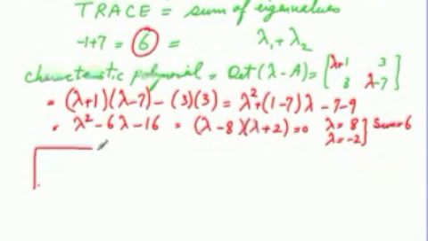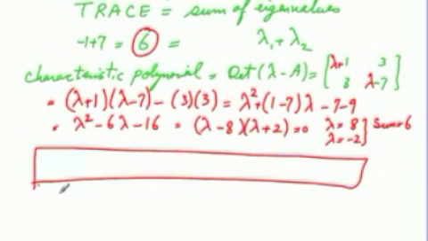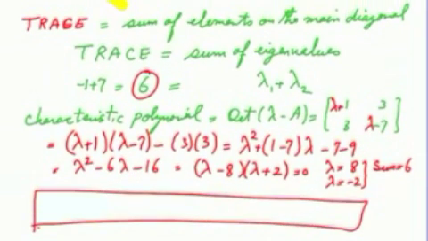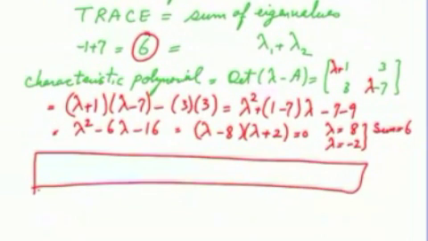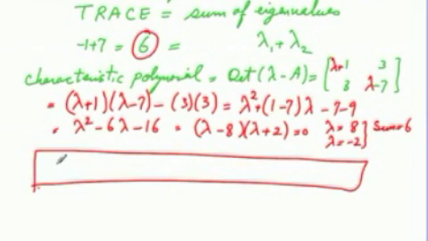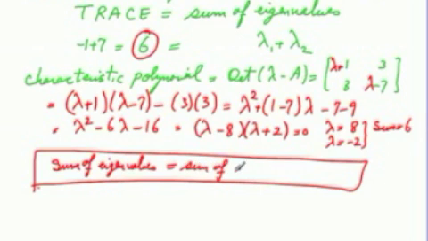So let's state it again. There isn't anything special about the 2 by 2 matrices. If it was 3 by 3 or 4 by 4, it will be all the same. The sum of eigenvalues is equal to the sum of diagonal entries.